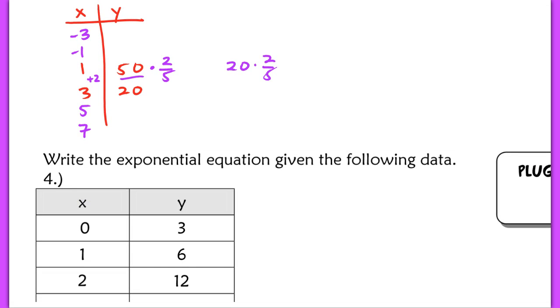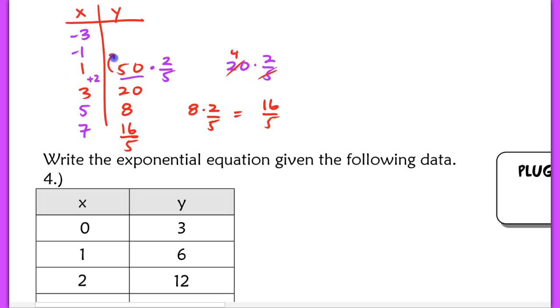And let's change colors here. So this, I can simplify that and make that 4 times 2, which is going to give me 8. So now I take 8 and I multiply it again by 2/5, and I get 16/5. So I have the coordinate 7, 16/5.